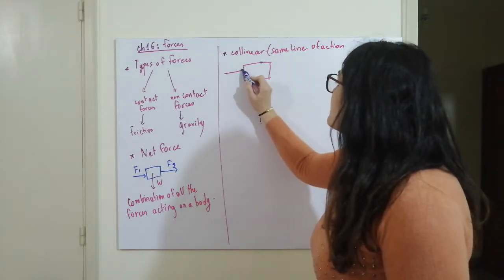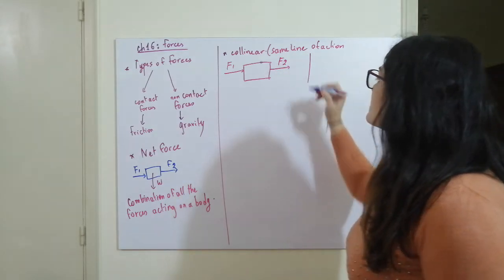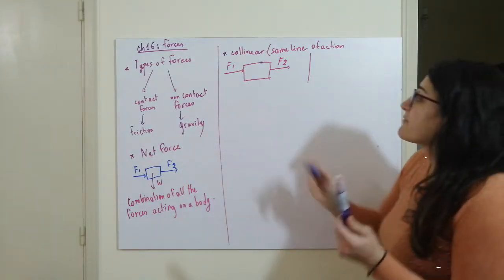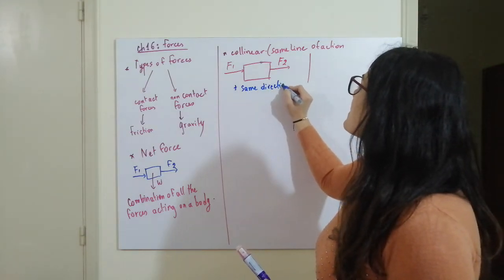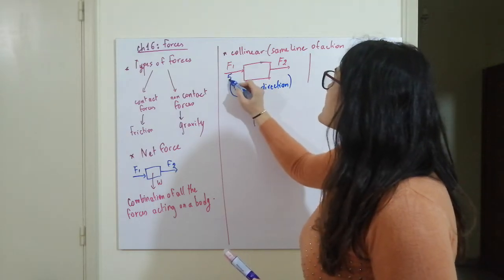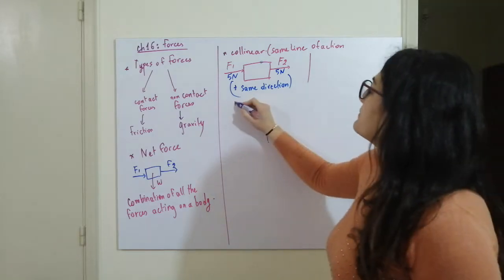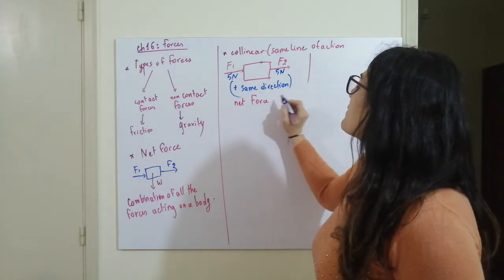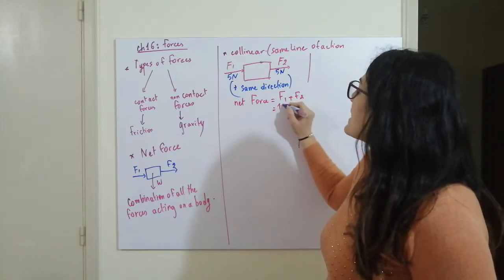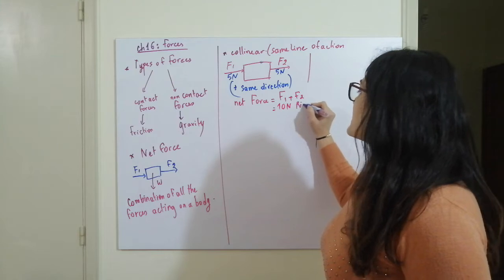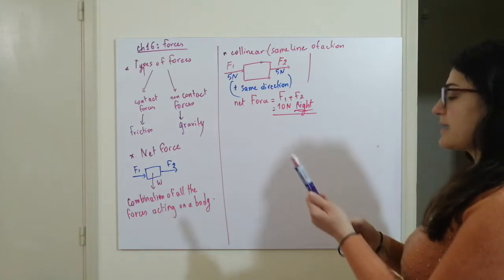Okay, here, this is F1, this is F2. They are collinear and they also have the same direction. In this case, if F1, let's say, is 5 Newton and F2 is 5 Newton, the net force would be F1 plus F2. You will get 10 Newtons to the right. This word is very important. You have to mention the direction.